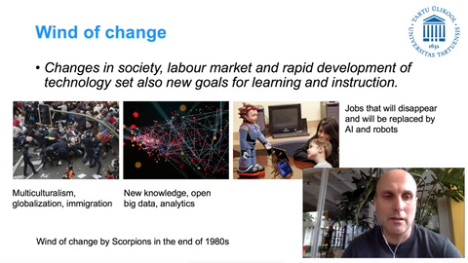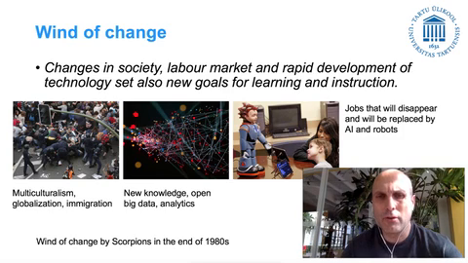For example, we see a lot of multiculturalism, globalization, immigration. We see that we have a lot of new knowledge. The knowledge of the humankind is exponentially growing. We have a lot of big data and the possibilities for learning analytics based on this data. But we also see that due to the development of technology, some jobs disappear, and it is said that maybe 1/3 of jobs do not even exist now for the kids who are studying right now.